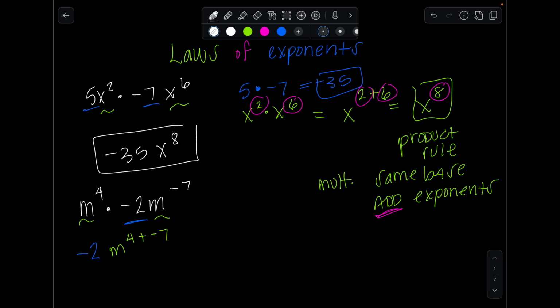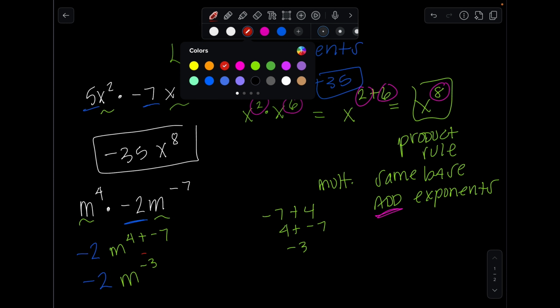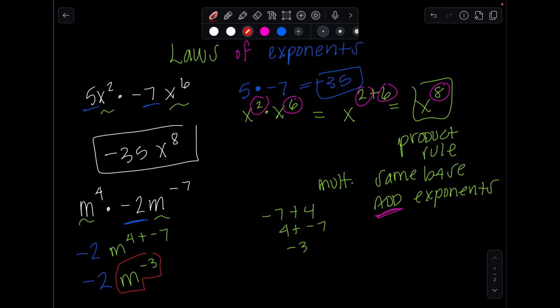So what does that give you? That gives you negative 2 times m to the negative 7 plus 4, or 4 plus negative 7, same thing, is negative 3. I want you to circle this, m to the negative 3rd power. We don't keep exponents negative. We instead write it like this. So 1 over m to the 3rd power, 1 over m cubed.